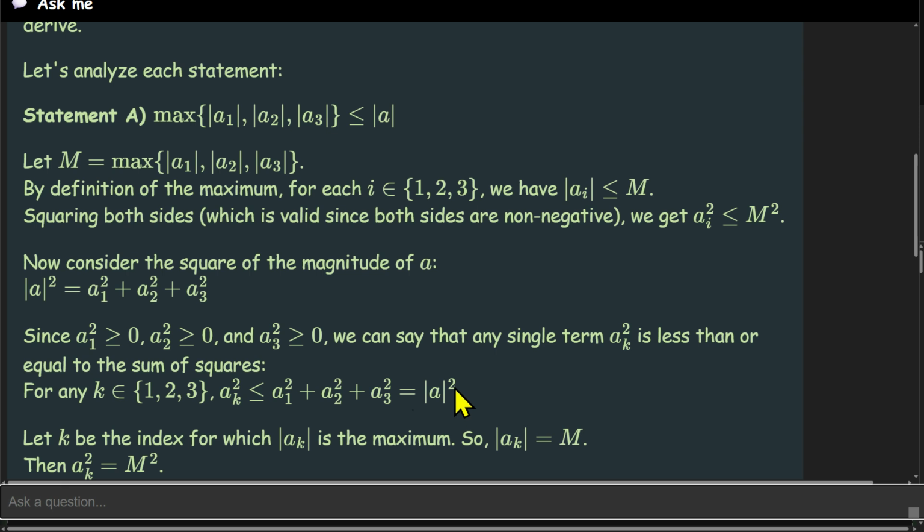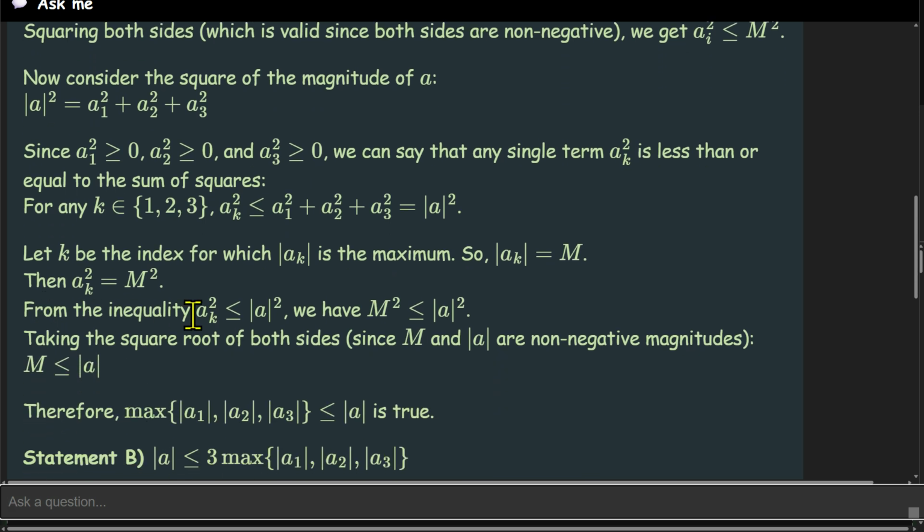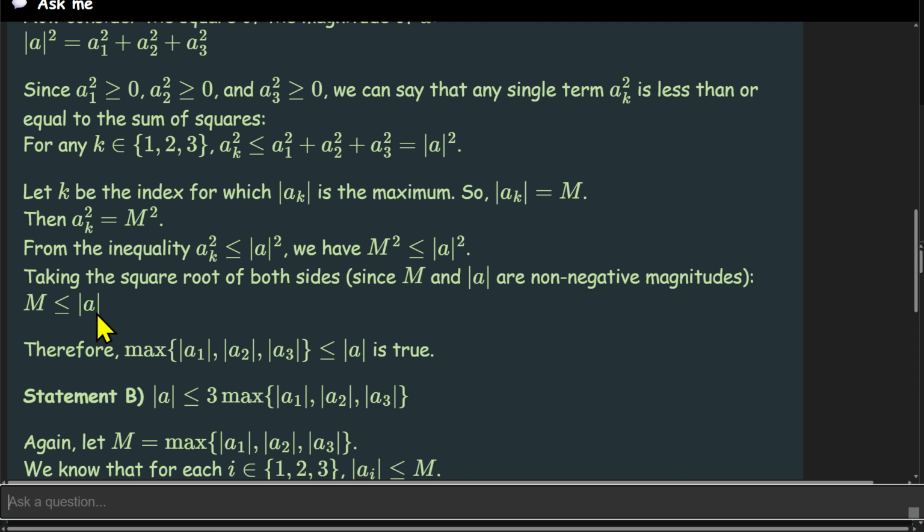इसका मतलब क्या हो गया, let k be the index for which mod of ak is a maximum. So mod of ak equal to m, then ak square equal to m square. From the inequality ak square less or equal to mod of a square, तो m square less or equal to mod of a square. So taking square root of both sides, m is less or equal to mod of a. So therefore maximum of mod a1, mod a2, mod a3 is less or equal to mod of a. This is true. Clear. नेक्स्ट चेक करेंगे बी ऑप्शन में.